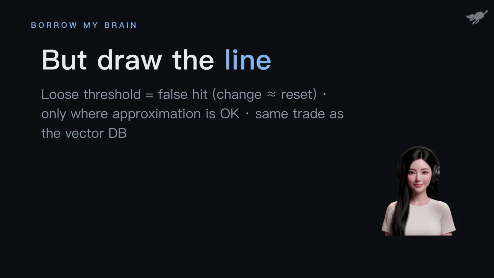So a semantic cache only works where you can tolerate approximation. Threshold, recall, and false hits, that's its trade-off triangle. While you save money, you're also betting on correctness. Same philosophy of approximation as that vector database from last episode.